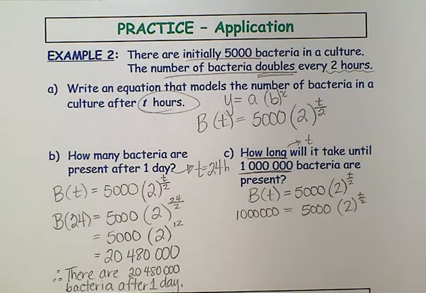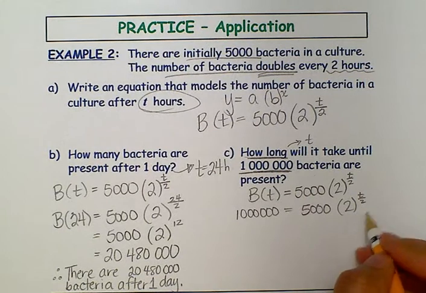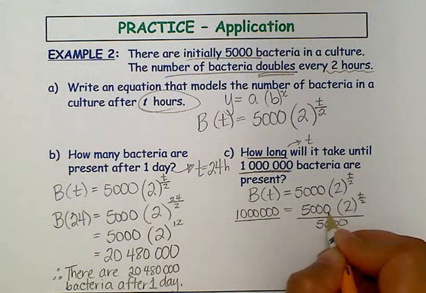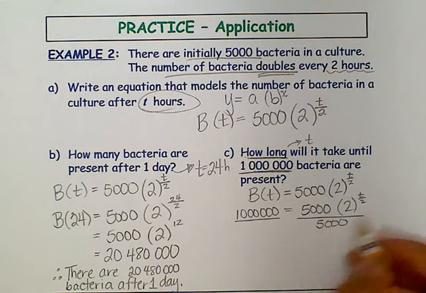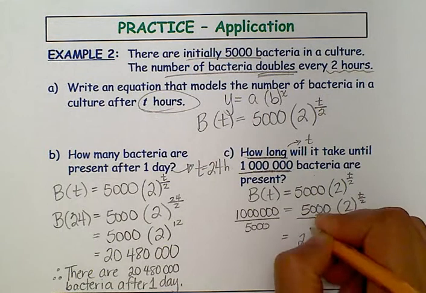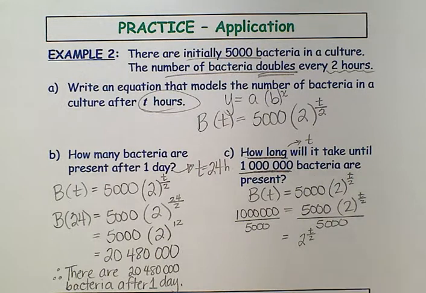Now again, just like we talked about before in lesson 5, what you want to do is try to get the exponential part by itself. We can do that by eliminating the coefficient part, by dividing both sides by that coefficient. The operation here is already multiplication, and the opposite of multiplication is division. On the right-hand side you get 2 to the exponent t over 2. And on the left-hand side, 1 million divided by 5,000 gives you 200. That's not so bad a number. We can work with that.